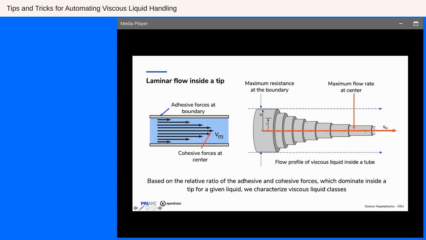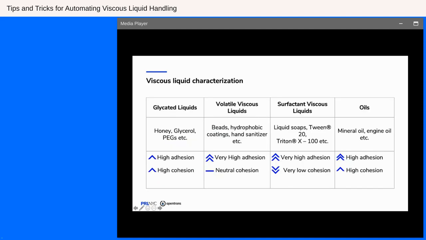Based on the relative ratio of the adhesive and cohesive forces which dominate inside the tip for a given liquid, we are going to characterize the viscous liquid classes. We have characterized viscous liquid classes into 4 different categories. The first one is glycated liquids. The glycated liquids are essentially glycerol-like liquids, or, a more vague term, sugary liquids. Examples include honey, glycerol, or PEGs. These kinds of liquids have very high adhesion and high cohesive forces.